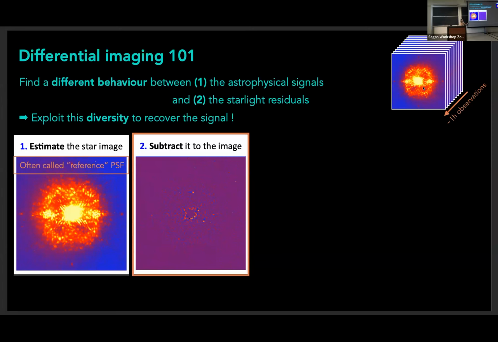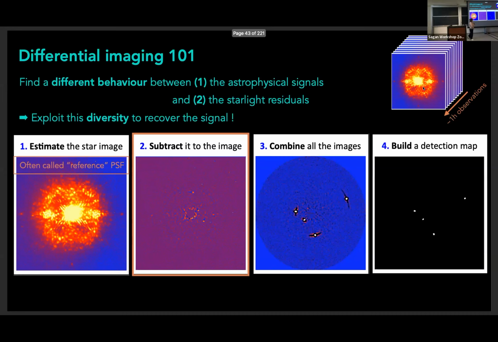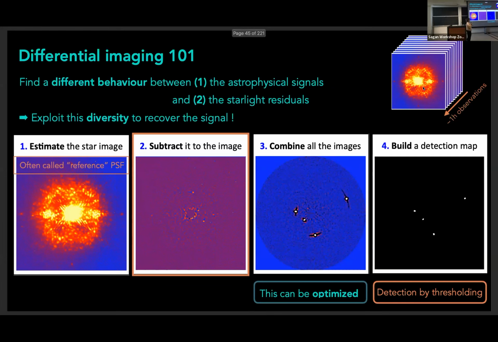Then you subtract it from the image, and you combine all of the subtracted images of your temporal cube. Doing that, you start to see HR 8799, but it's not enough, because usually you want to build a detection map, something that tells you, okay, above the threshold, here it's just one threshold, this is very likely companions, and below the threshold is likely to be noise. So that's an example of detection by thresholding. You can optimize the combination of images. This is a very important step because it whitens the residual, and it's under the assumption that all of these starlight residuals are not moving that much.